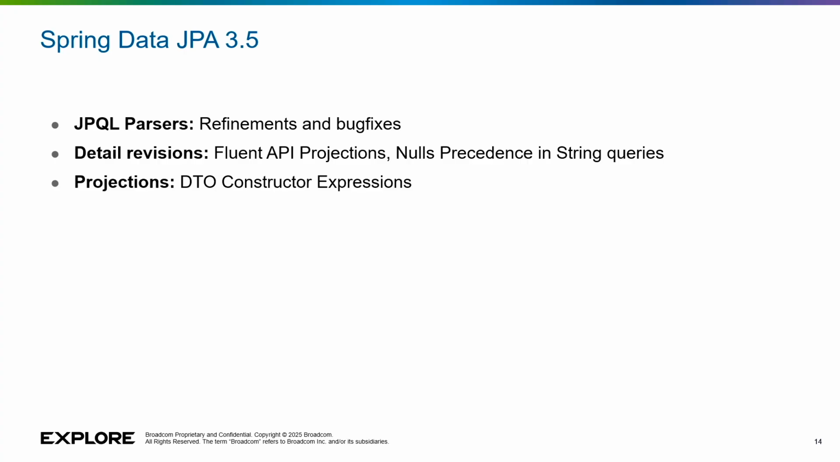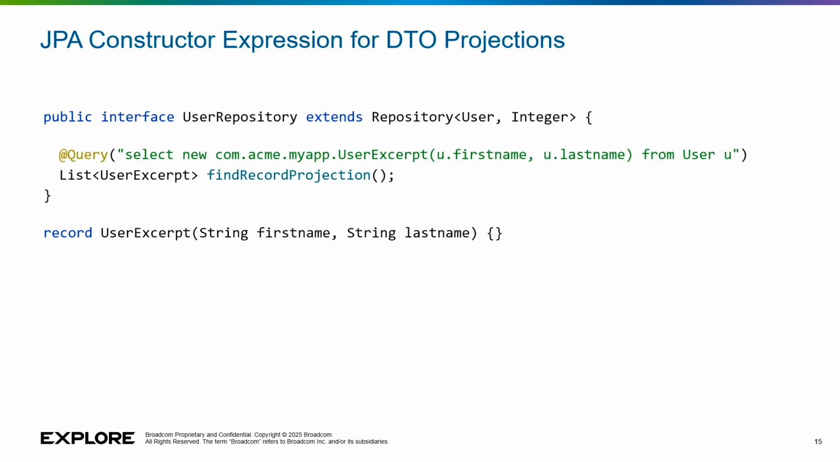So Spring Data JPA 3.5 has some refinements and bug fixes in the JPQL parsers and Fluent API. We won't really cover that. The big thing that we're going to show is the DTO constructor expressions. If you're familiar with projection, I'd say select from user, and I'm going to get back a list of users. A lot of times we don't want a list of users. We want some DTO, or data transfer object, a user info, user excerpt I think is what we call it here. And so you can see we have this user repository, and the query is select.